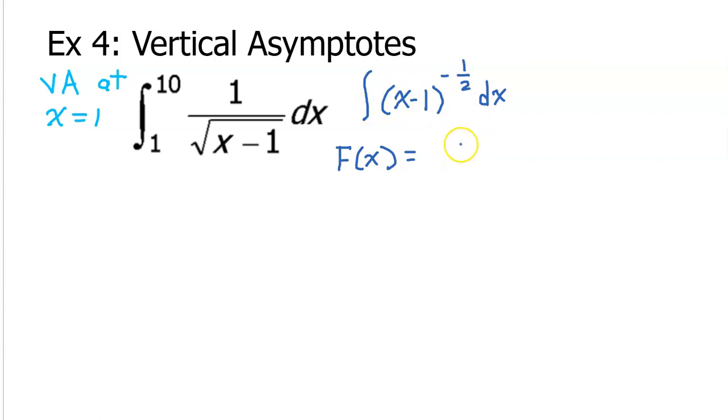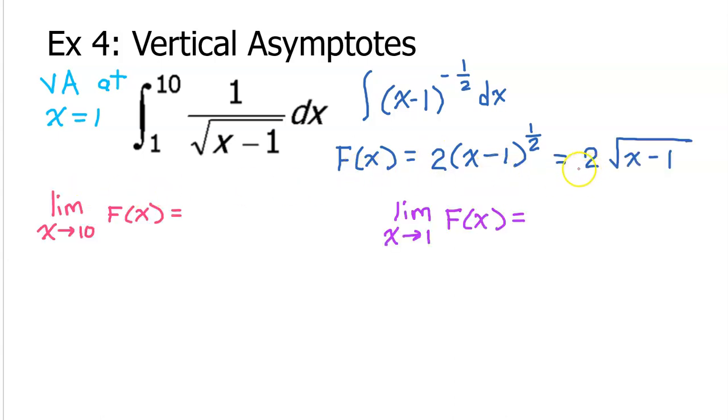So we can just use the power rule of integration. So here we have u, and we increase the exponent by 1. So that gives us positive 1/2. Then we have to divide by the new exponent, but dividing by 1/2 is the same as multiplying by 2. So here's your antiderivative. The antiderivative can be written like this, and we can find this limit by direct substitution. So we have 2 times the square root of 10 minus 1. That's 2 times the square root of 9, which is 2 times 3, which is 6.